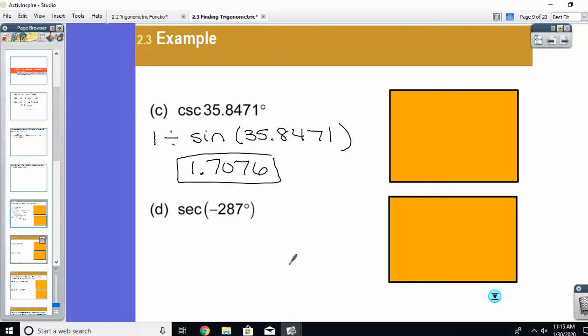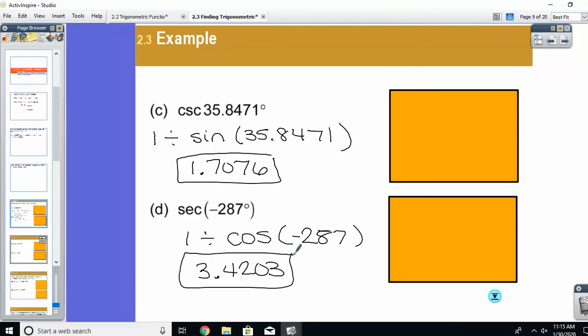Secant of negative 287, how would I type that in? 1 divided by cosine of negative 287. You could change it, add 360 and get a coterminal, but you don't have to. Your calculator can do the negatives. Any issues with any of those?